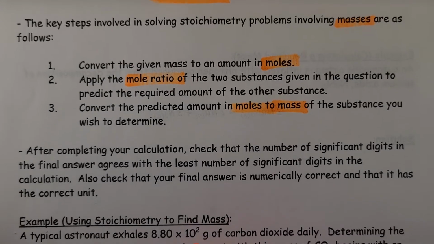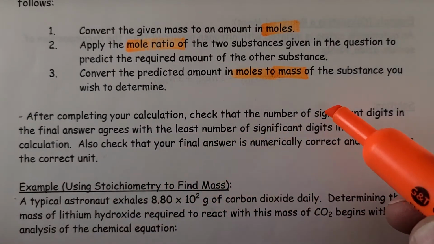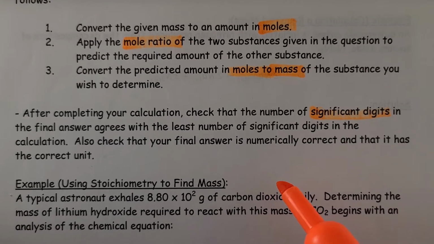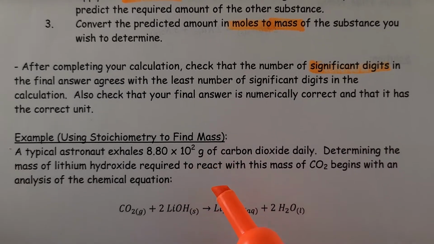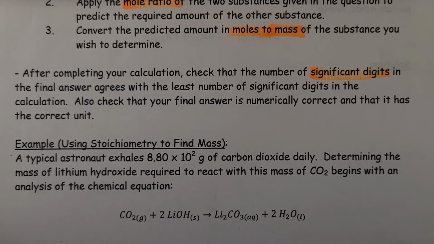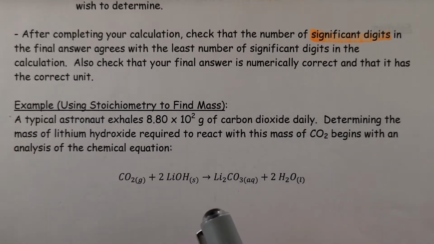After completing your calculation, check the number of sig figs, of course, in the final answer, and make sure it agrees with the number of sig figs in the calculation. Also check that your final answer is numerically correct and has the correct units. So we'll take a look at one example here to start off with.